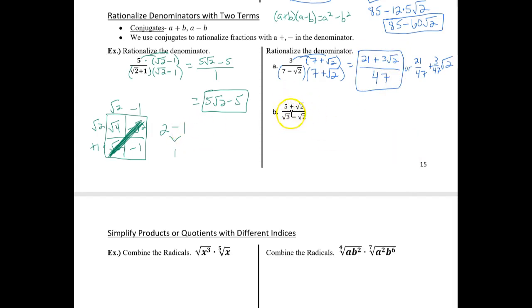All right, part B here. What is the conjugate of square root of 3 minus square root of 2? It's square root of 3 plus square root of 2. Multiply the same thing in the numerator. All right. So this one's got a lot going on. We have 5 plus the square root of 2 in the numerator times square root of 3 plus square root of 2. So I'm going to go ahead and, again, make some more room, do it on a different page.